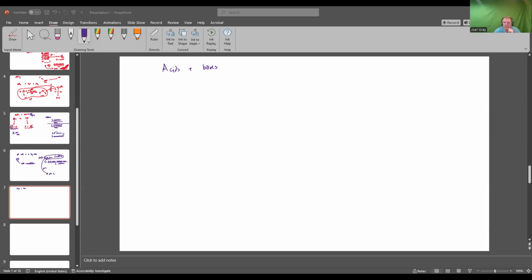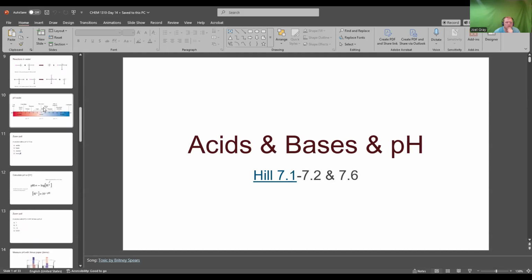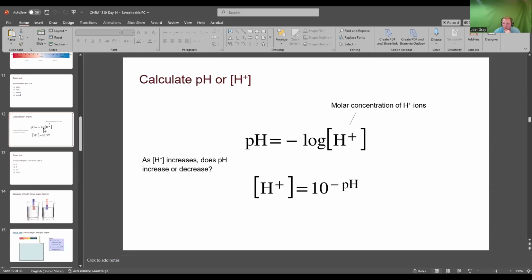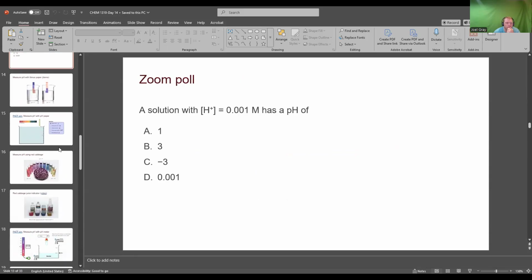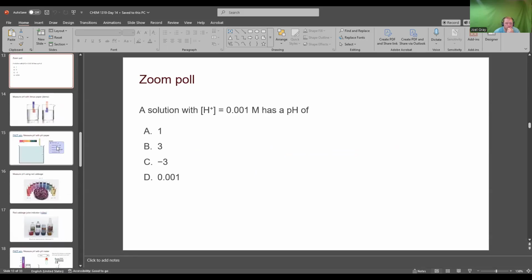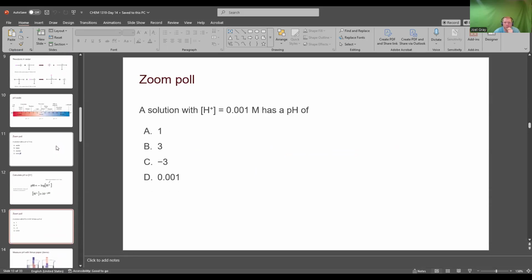So acids and bases and pH. And for the calculation, slide number 12 and 13, we talked about a specific example there. Yeah. So there you go. Slide 12 and 13 from the day 14 slide deck, which was the Friday slide deck.